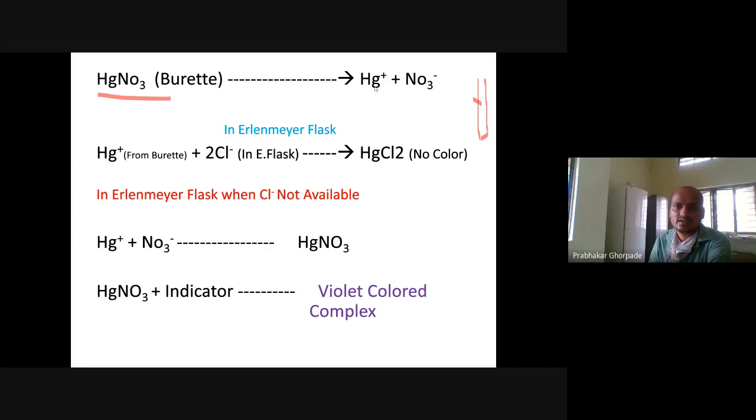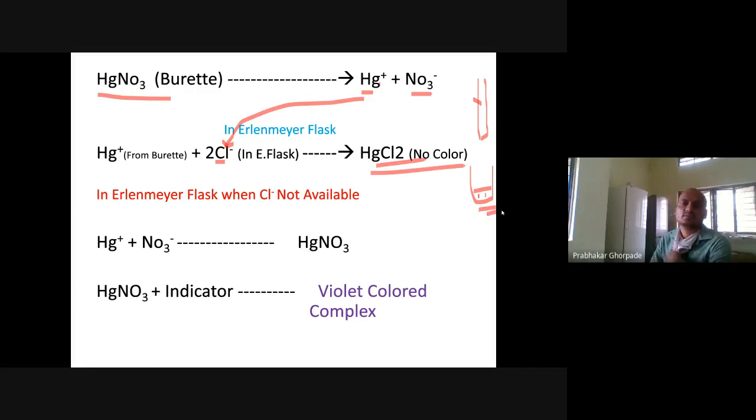Now this mercuric nitrate can dissociate into the mercuric and nitrate portions. Then we are taking one flask, where we add our sample with the chloride. This dissociated mercury will combine with the chloride in this Erlenmeyer flask, and we form mercuric chloride.